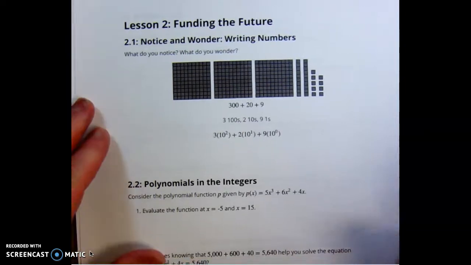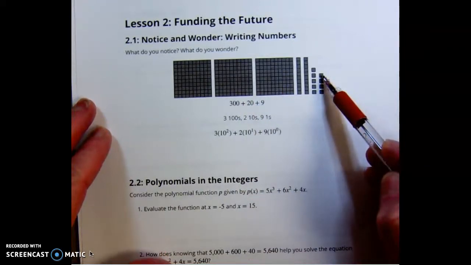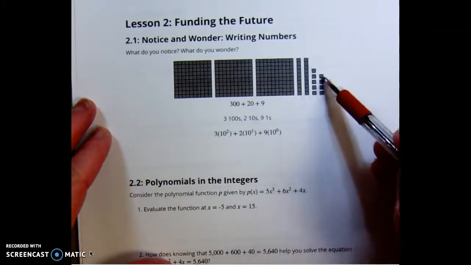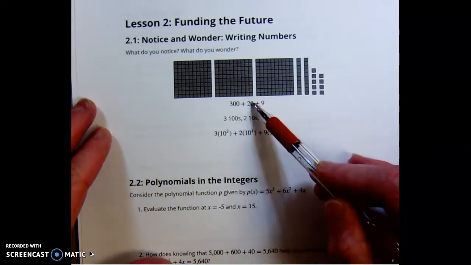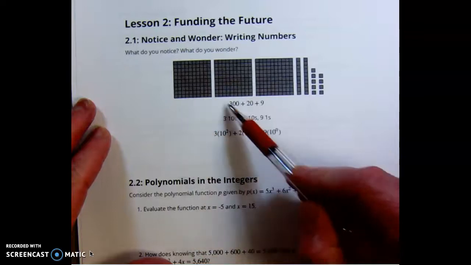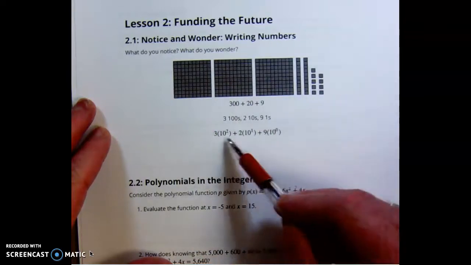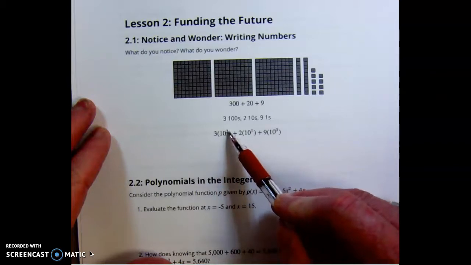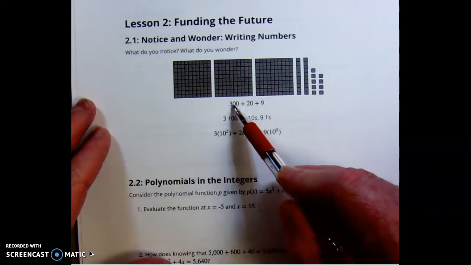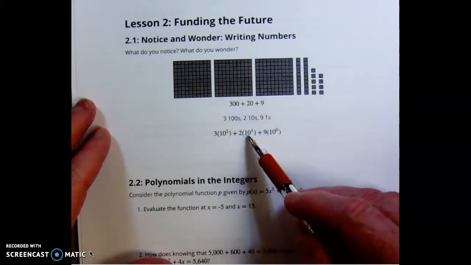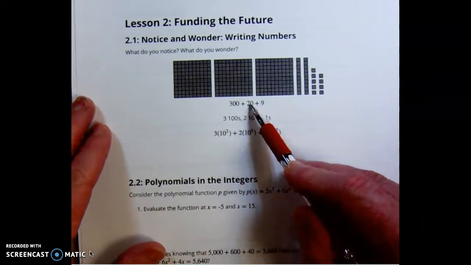All right, so I'm noticing that each block represents 1. So we have 9 single blocks, two sets of 10, that's our 20, 3 sets of 100, that's 300. I'm also noticing down here 10 to the second power, that's 100. Okay, so 3 times 100 would be 300. 10 to the first, that's 10, times 2 would be our 20.